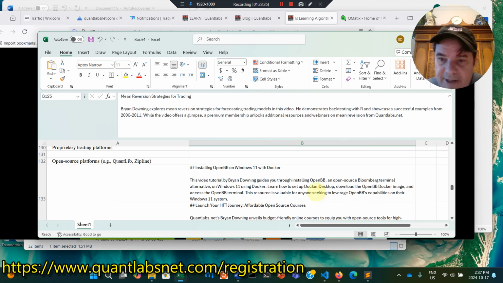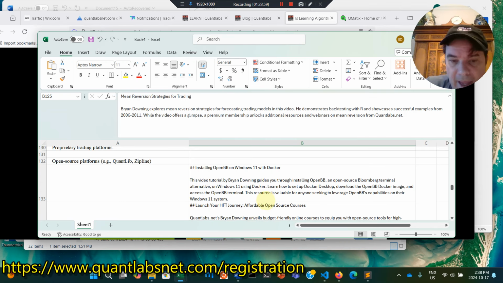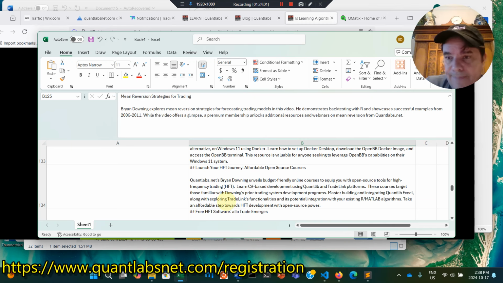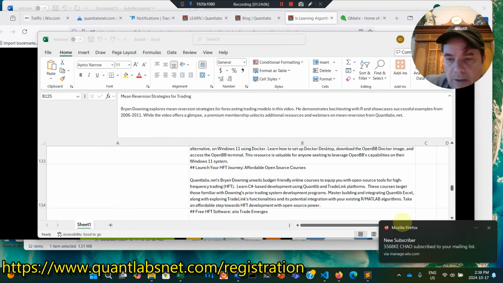How to set up Docker Desktop, download the image of OpenBB and access it back then. I think they're still trying to reintroduce the OpenBB terminal. It's valuable for those wanting to leverage what OpenBB offered at the time, but I don't know if it's still current. That was not long ago, honestly, maybe 2 years ago, and they changed it so radically. Oh, okay. Anyways, continuing along.